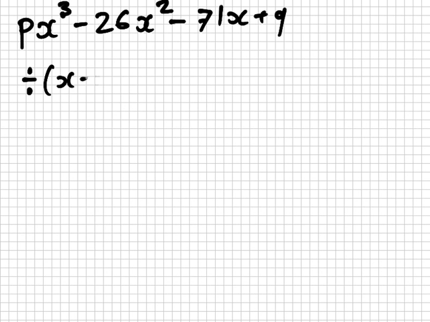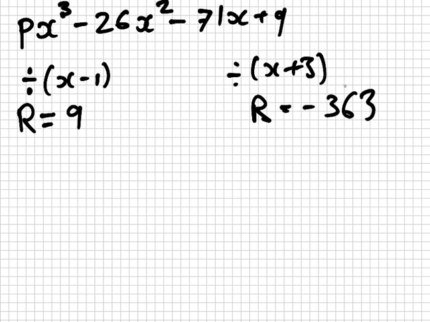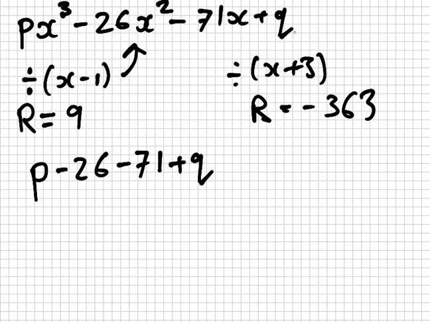Px cubed minus 26x squared minus 71x plus q. When I divide by x minus 1, and when I divide by x plus 3, the remainder is 9, and the remainder is minus 363. So, I put in 1, and I get p minus 26 minus 71 plus 9, plus q, isn't it? Yeah, q, that's a q, not a 9. Equals 0. Then I put in minus 3.